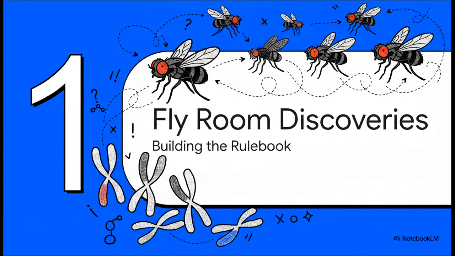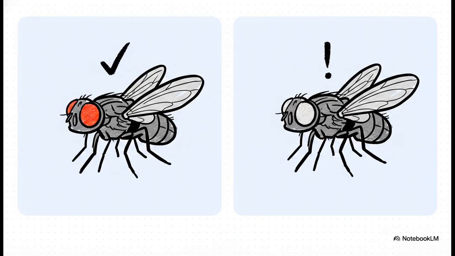All right, part 1. The fly room discoveries, building the rulebook. So Morgan's persistence actually did pay off. After 2 whole years of seemingly wasted effort, he finally spotted a single male fruit fly that completely broke the visual norm. And this tiny insect was the key to proving that chromosomes are indeed the physical location of Mendel's heritable factors.